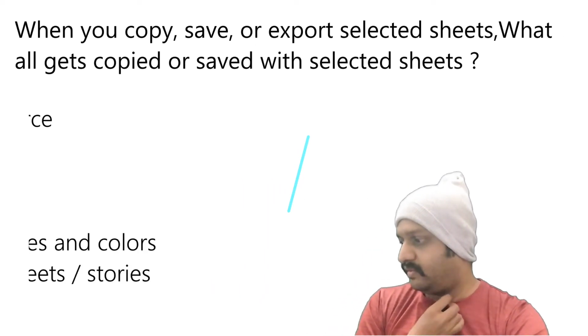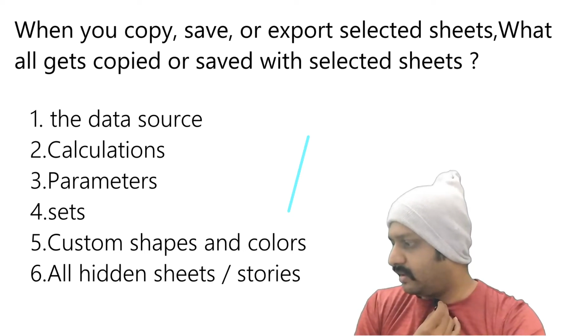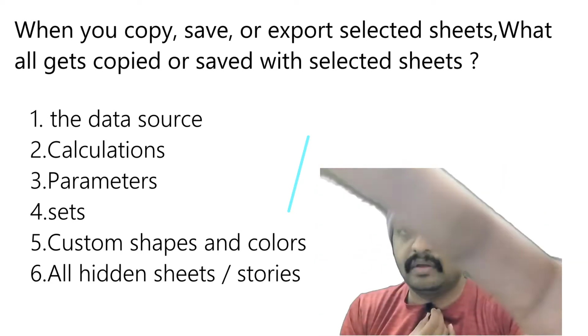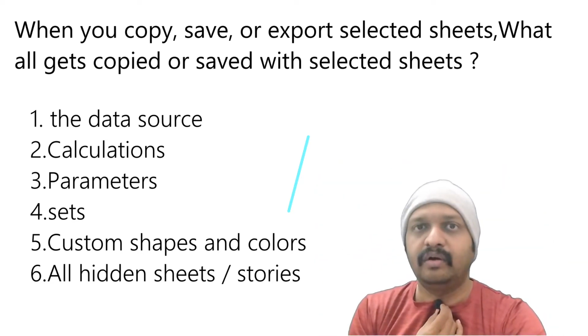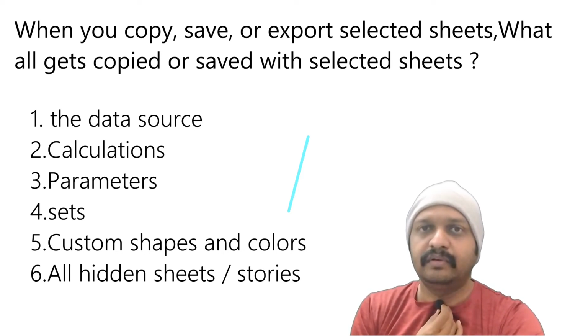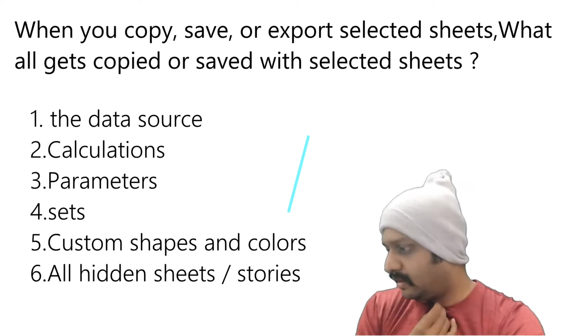When you copy, save or export selected sheets, what all gets copied and saved with the selected sheets? There are a total of 6 items that get copied or saved with selected sheets. These are the data source, calculations, parameters, sets, custom shapes and colors, and all hidden sheets and stories. Next question.